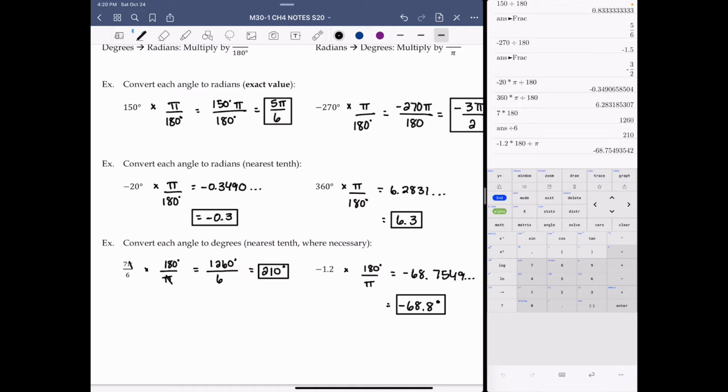And just to reiterate, we must have units for degrees.